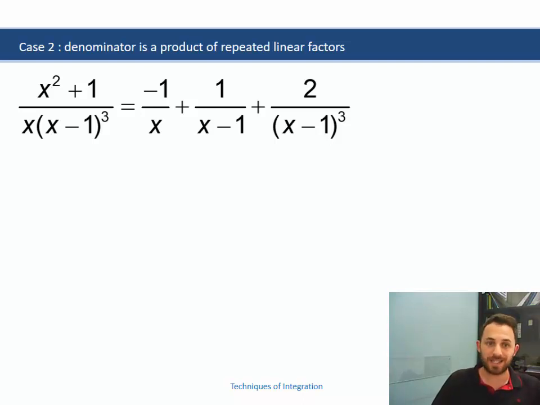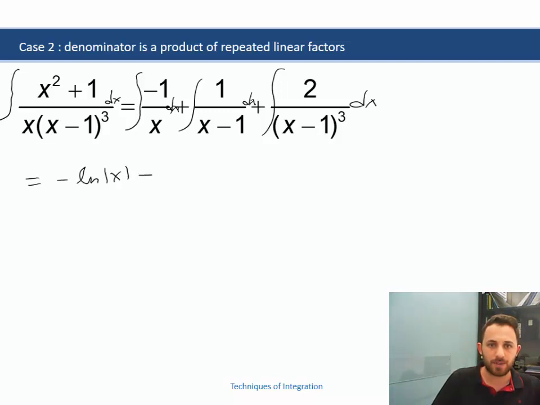Now we are asked to integrate this rational function by dx. So for sure we integrate this side. It's easier. And this is equal to minus ln x plus ln x minus 1. The integral of 2 over x minus 1 cube, if you do not know the formula, just use the substitution formula.